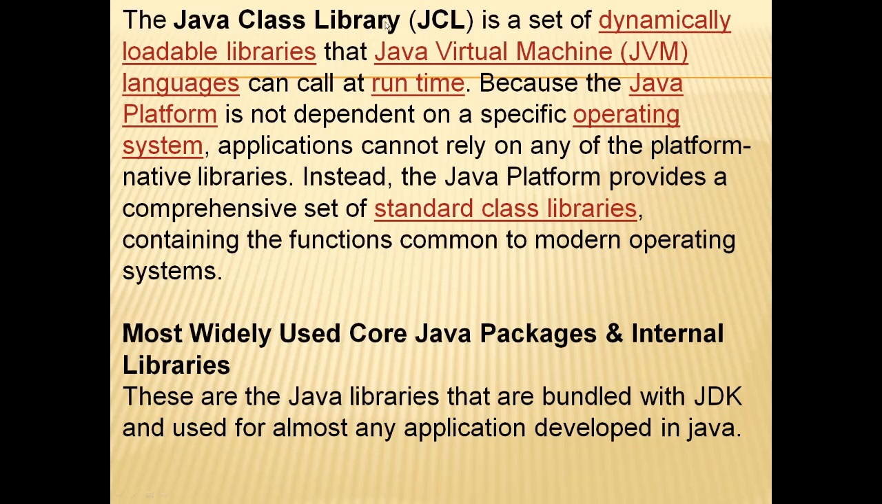The Java class libraries, JCL, are a set of dynamically loadable libraries that the Java Virtual Machine can call at runtime. Because the Java platform is independent of a specific operating system, applications cannot rely on any of the platform's native libraries. Instead, the Java platform provides a comprehensive set of standard class libraries, also known as SCL, containing the functions common to modern operating systems.